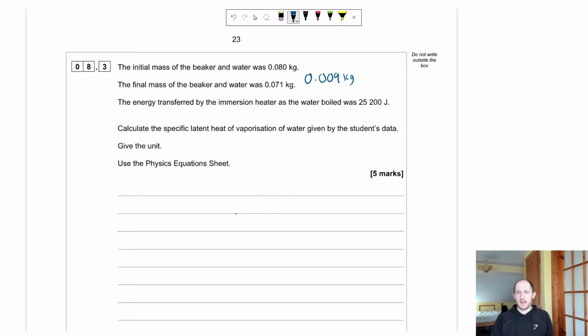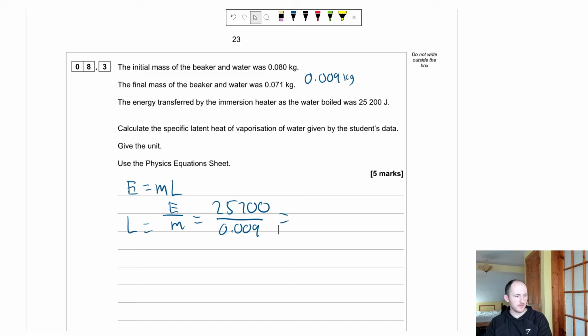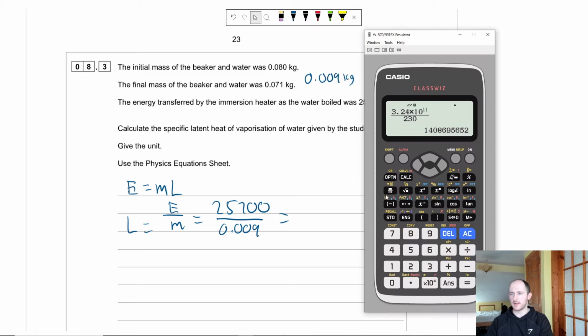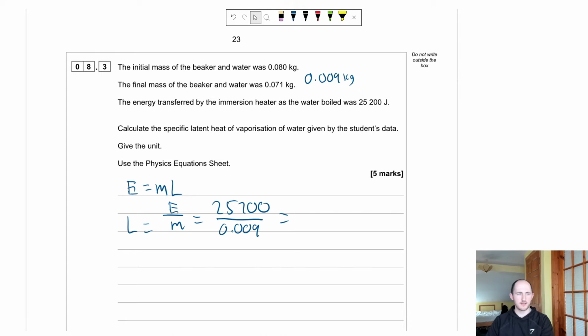Well, latent heat of vaporization: E is equal to the mass, the change in mass, times the latent heat of vaporization. So all we need to do is divide it over. We have E over m, which is 25,200 over 0.009. And that will give us, opening up the calculator, the latent heat of vaporization is meant to be a fairly big number, by the way, so don't be put off by the fact that it is quite large. I can tell just because, yep, so 2.8 times 10 to the 9.